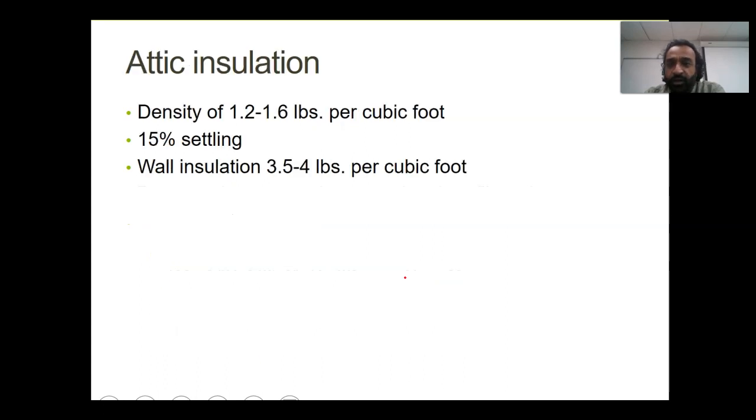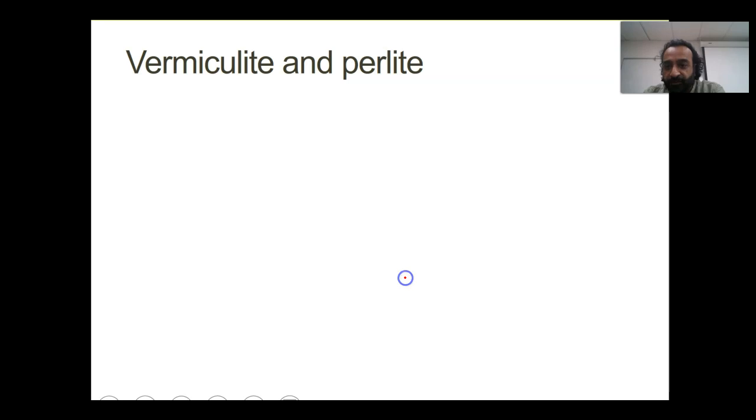Attic insulation, density of 1.2 to 1.6 per cubic foot, 15% settling, and for wall it could be a little bit heavier, again for the same reason, because of density.